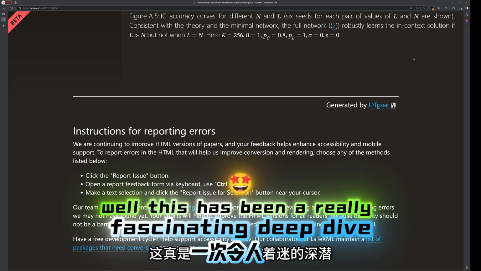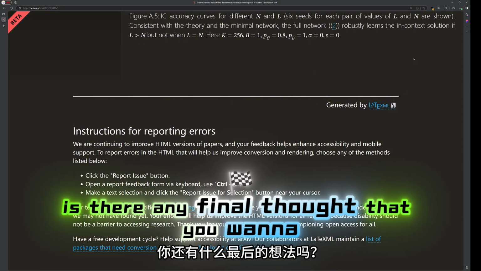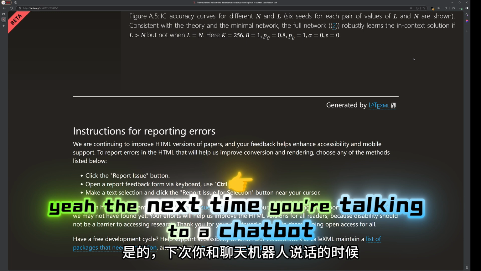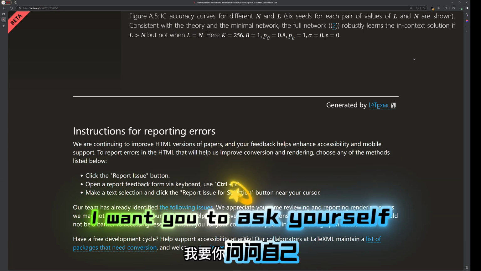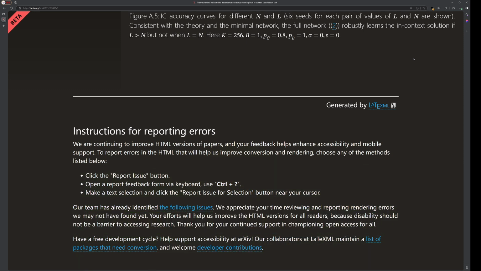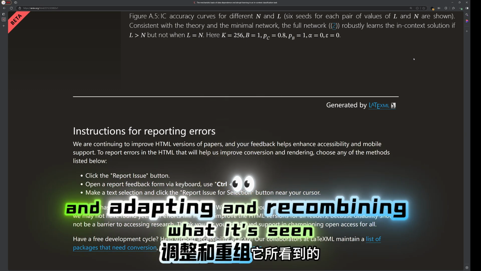Well, this has been a really fascinating deep dive. I agree. Before we wrap up, is there any final thought that you want to leave our listeners with? Yeah, the next time you're talking to a chatbot or a language AI, I want you to ask yourself, is it really thinking like we do? Or is it just really good at copying and adapting and recombining what it's seen?